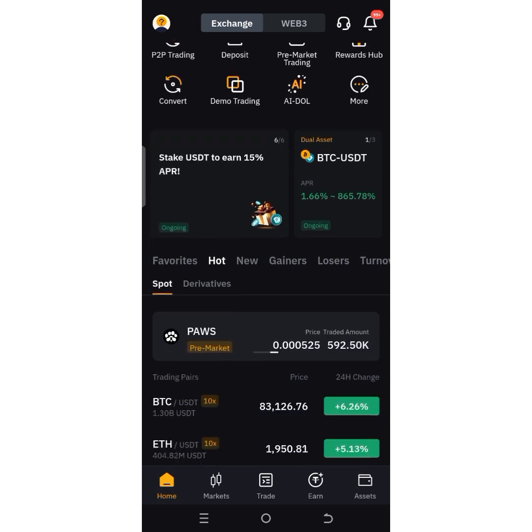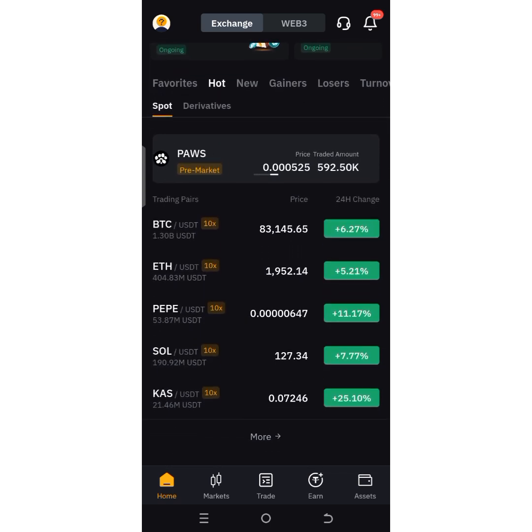So guys, if you want to trade Bitcoin on Bybit Exchange, the first option is this: buy low, sell high. Meaning anytime Bitcoin is down, you buy Bitcoin. When Bitcoin blasts off, you sell Bitcoin. So guys, you can take advantage of the current price of Bitcoin.